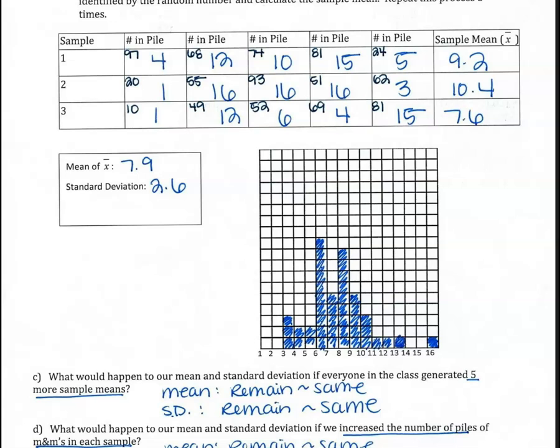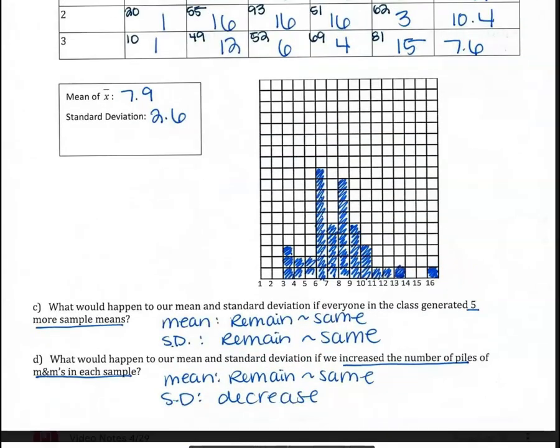And so here's my little question: what would happen to our mean and standard deviation if everyone in the class generated 5 more of these? It would just start to fill in more. My mean would probably remain about the same for that center, and my standard deviation would remain about the same as well. But if I were to start over and say, okay, you're not picking 5 piles this time, now you're going to pick 10 piles. So I increase that sample size.